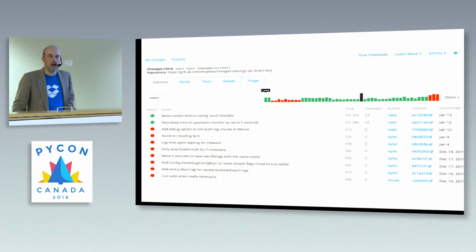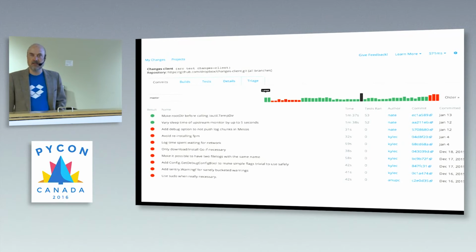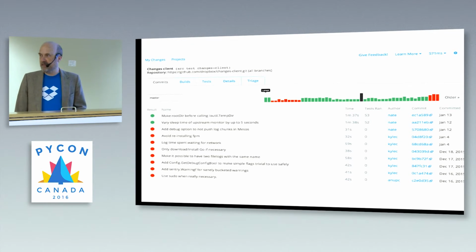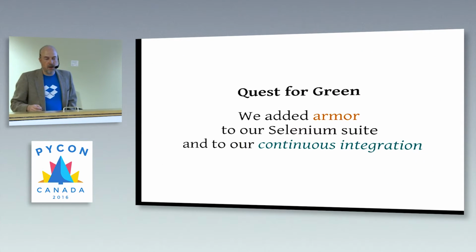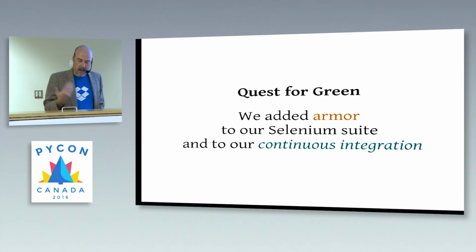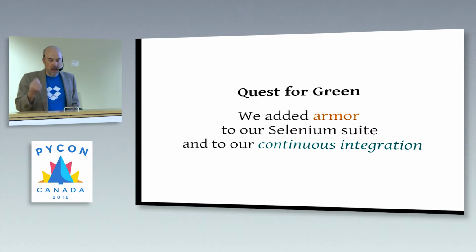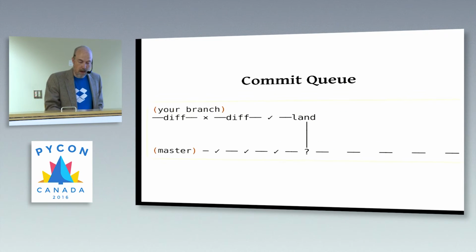So you'll get a diff project that looks like this, that is on fire half of each day, that is always burning to the ground, and that developers learn to mistrust. We decided to go on a quest for green at Dropbox. We decided to start adding some armor to our test suite and to our continuous integration to see what happened.